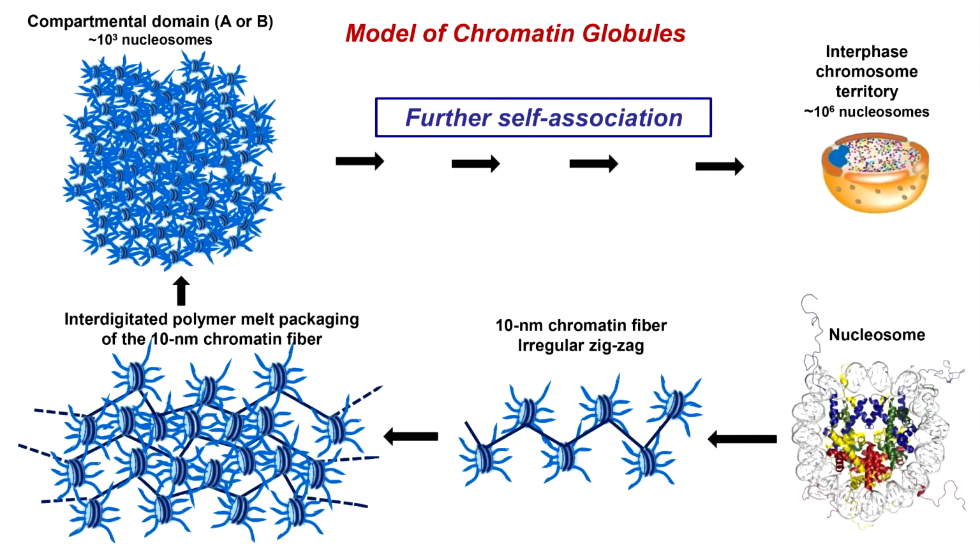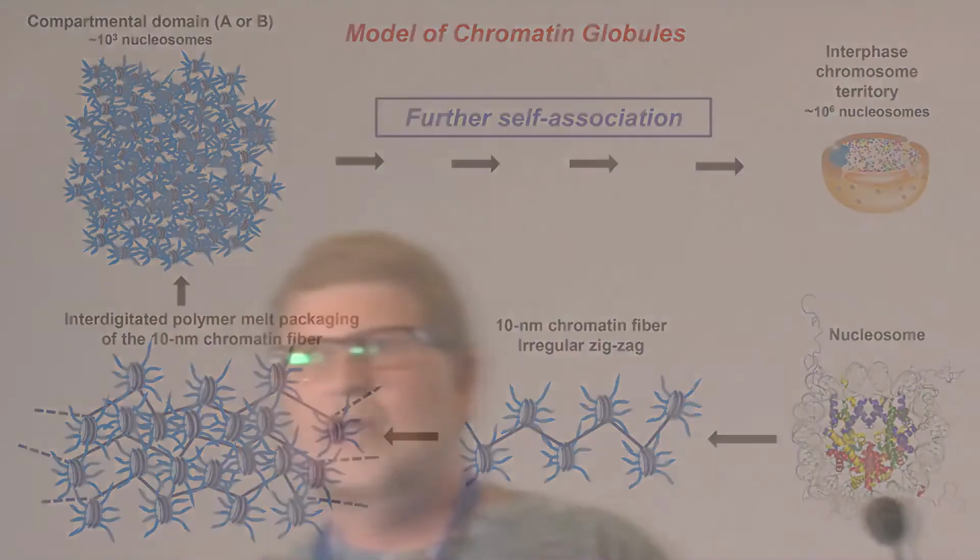So if we were to make a model of the in vitro results, we start with nucleosomes, 10 nanometer fibers, which interdigitate to form a polymer melt, which then form globules, which upon further self-association form higher order globules. It's the same model. So to answer my own question, yes, we believe that there is lots of in vitro data now in the last several years that's consistent with this new view of the way that chromatin contributes to chromosome structure.